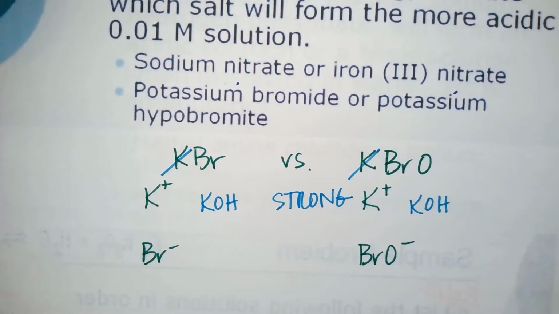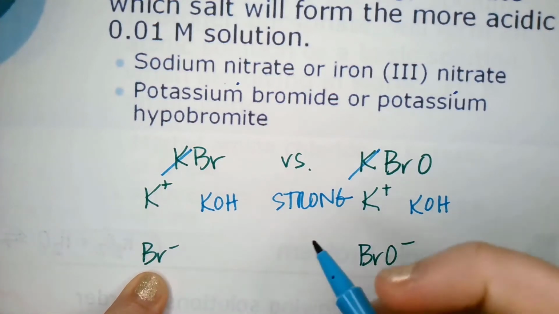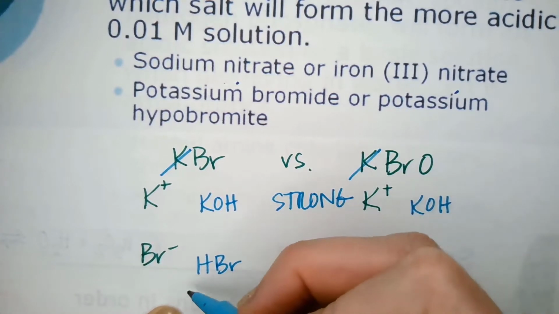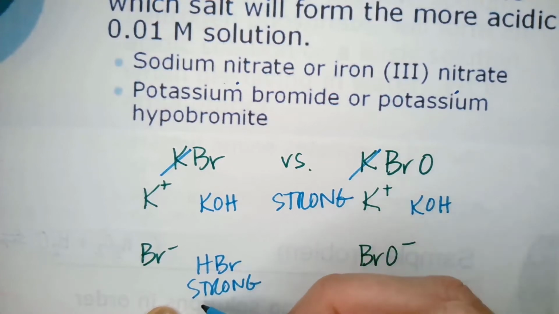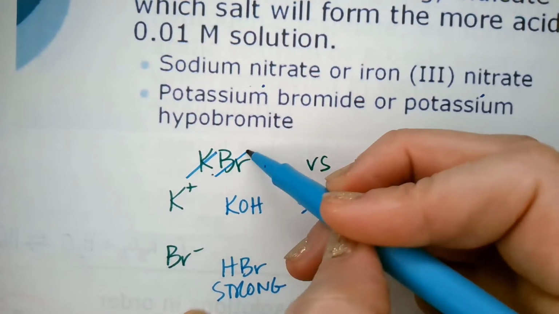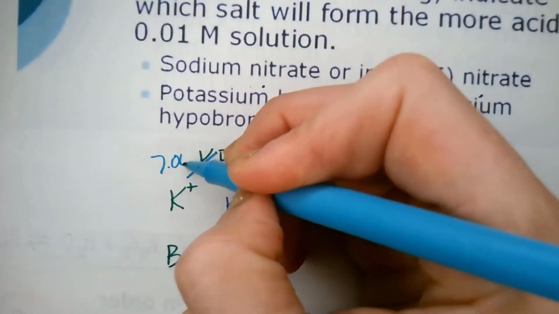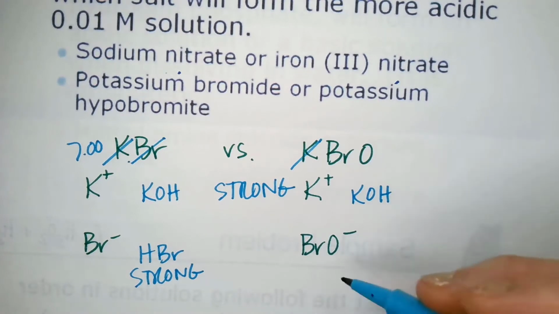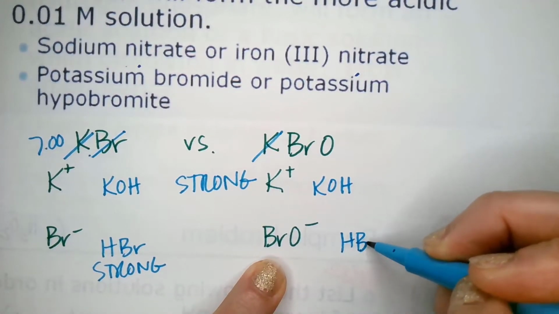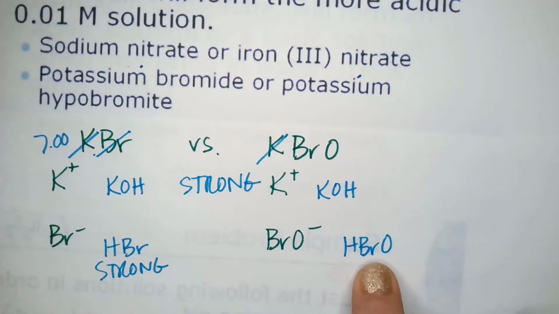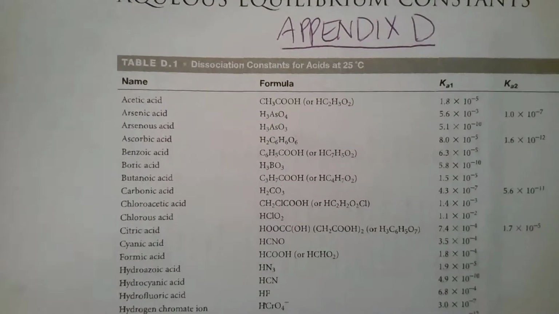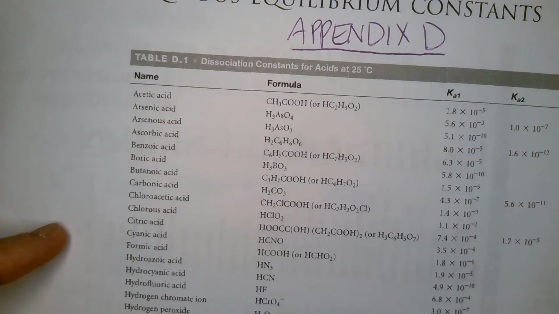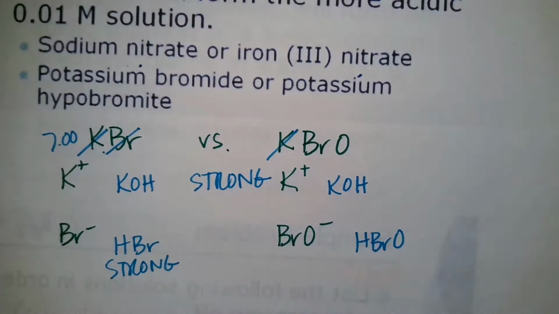So now let's look at these anions. We've got Br-. The parent acid would be HBr, hydrobromic acid. We know that this is strong. No effect on the pH. That means that KBr is going to have a pH of 7.00. It's going to be neutral. Let's look at BrO-. The parent acid would be HBrO. And if you weren't exactly sure if that's a strong or weak acid, we go back to our Appendix D, hypobromous acid, and it has a Ka constant. So we can see that that is a weak acid.